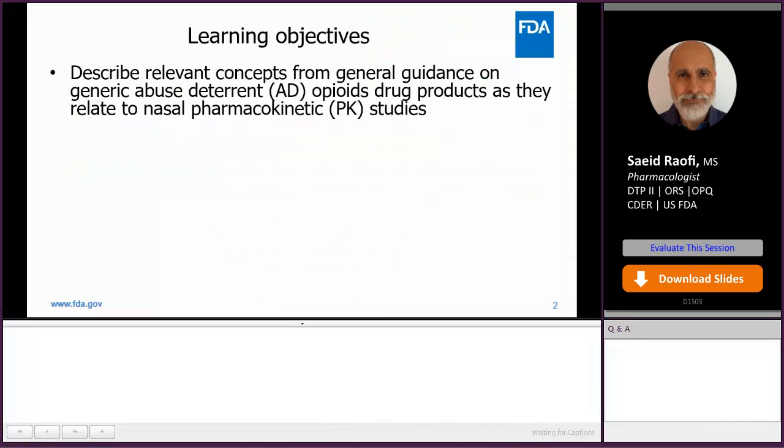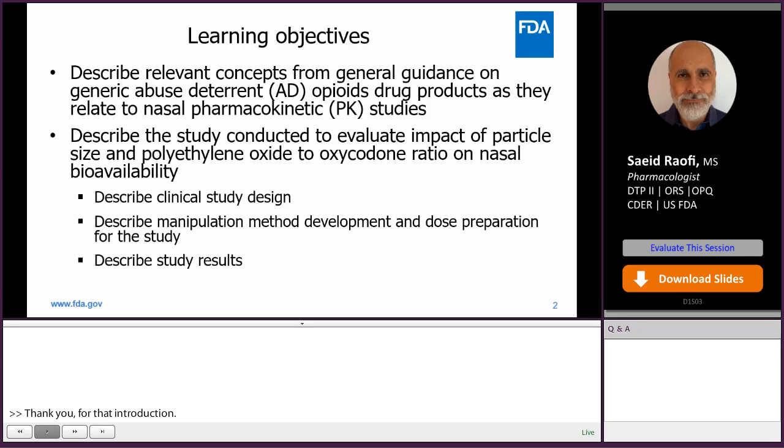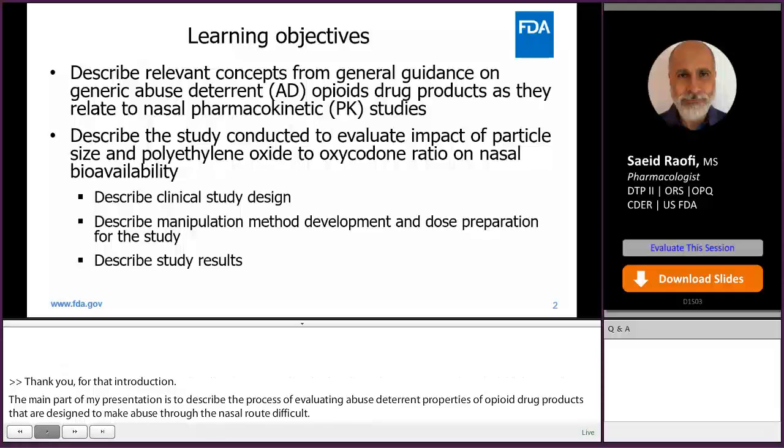The main point of my presentation is to describe the process of evaluating abuse-deterrent properties of opioid drug products that are designed to make abuse through the nasal route difficult. To do this, I will describe the tablet manipulation method and the design of a clinical PK study that we conducted to evaluate the extent of manipulation needed to defeat the controlled release properties of an abuse-deterrent formulation when milled and insufflated.